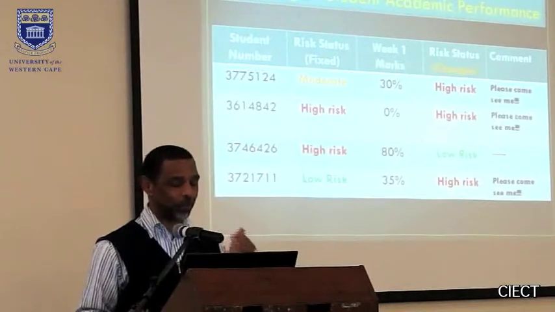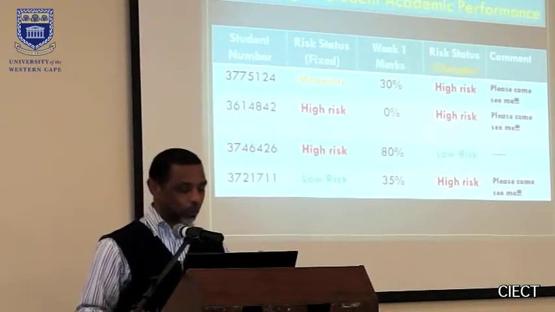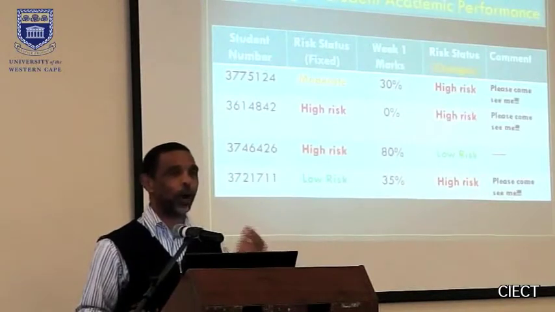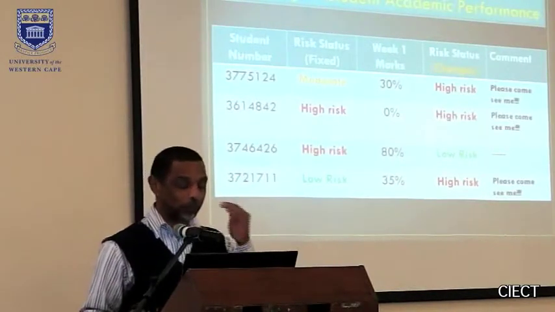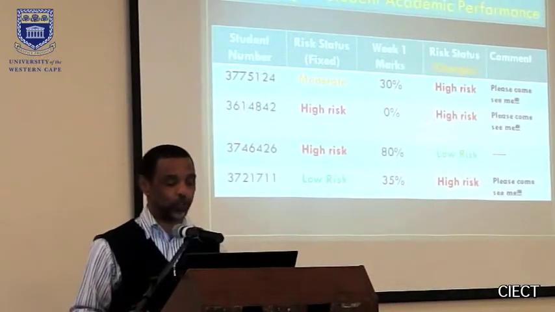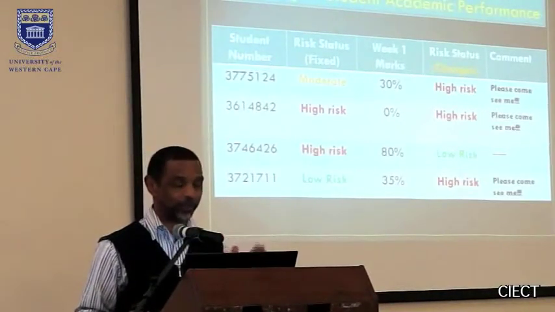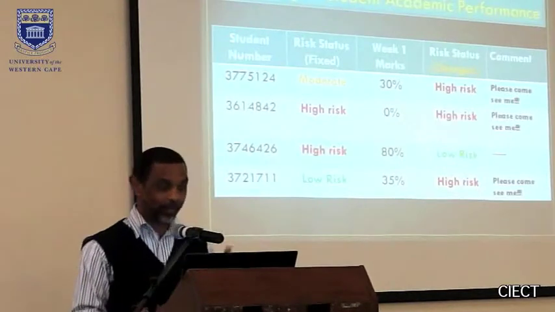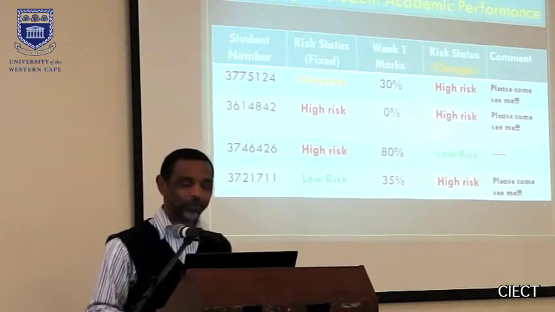I felt a sigh of relief here. The low risk person, which was scary for me, scored 35% and changed from low risk to high risk. So there goes my bubble, it was burst. So this is the comment I put behind the students who had high risk: Please come see me. We need to sort this thing out. I think that was the mistake I made.